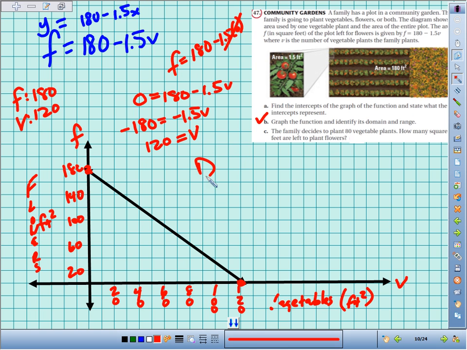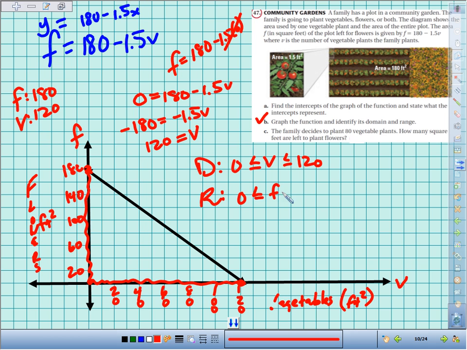They ask for the domain. The domain is what you can plug in for x. Well, the x values go anywhere from 0 all the way up to 120. So we'd say 0 less than or equal to V less than or equal to 120. Your range is talking about your flowers here. So the range goes from 0 in a low point to a high point of 180. So 0 less than or equal to the flower square footage, less than or equal to 180.